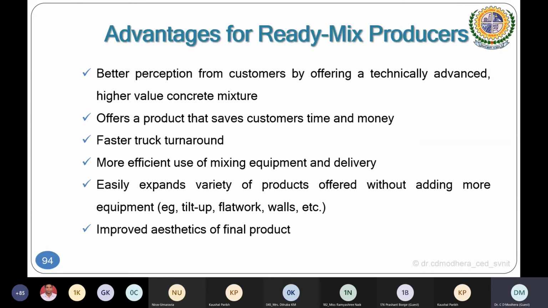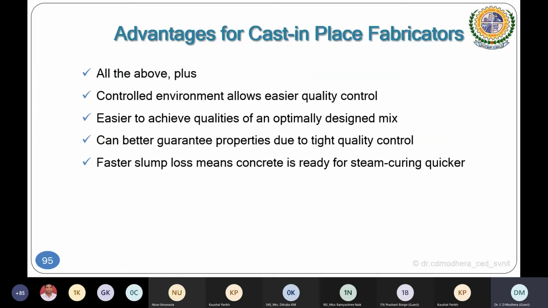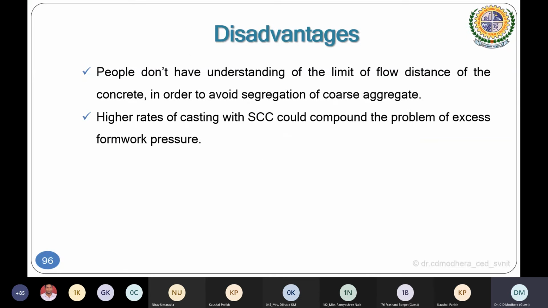RMC is now very much familiar. Better perception from customers by offering a technically advanced, higher value concrete mixture, a product that saves customer time and money, faster truck turnaround, more efficient use of mixing equipment and delivery. So I think this is related to SCC.